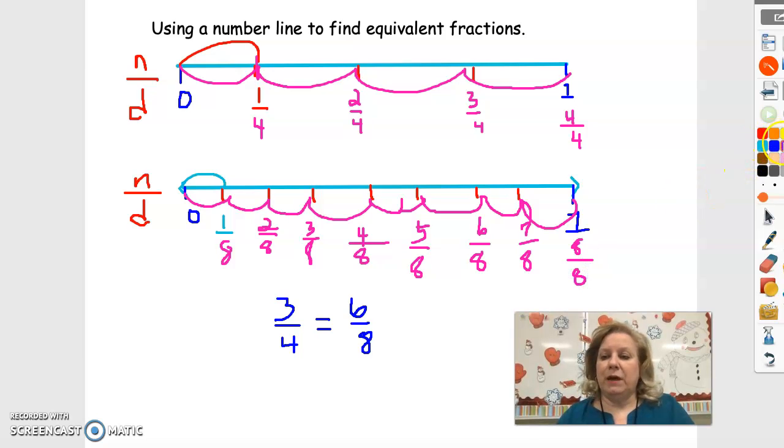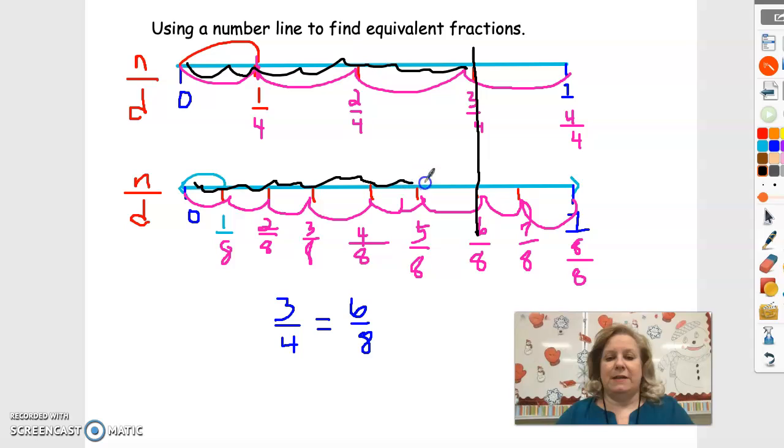All right, so now we want to come in here and find if 3/4 is taking up the same amount of space as 6/8. We just draw that line all the way down and look at that. It does take up the same amount of space. So we've got this amount of space, and we've got this amount of space, and it takes up the same amount of space. So therefore, yes, 3/4 is equal to 6/8. Okay, so that is on a number line.